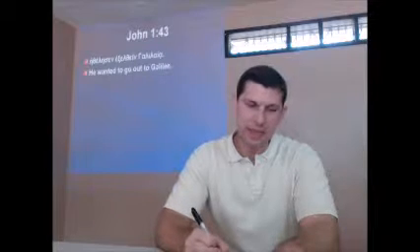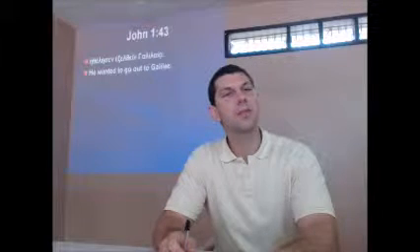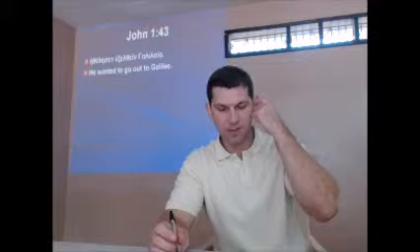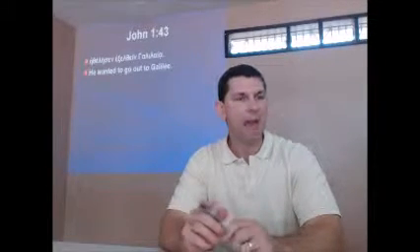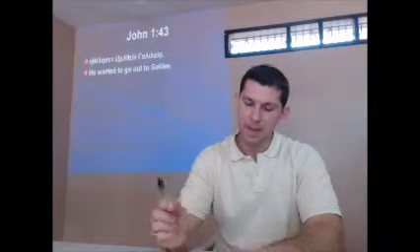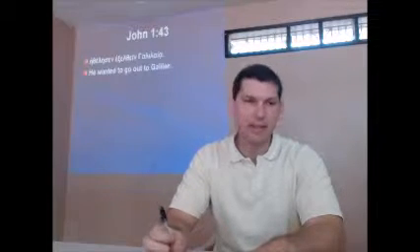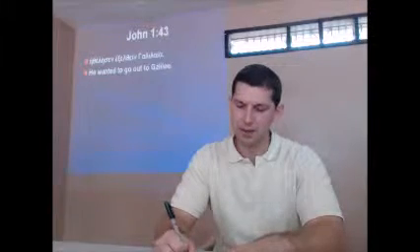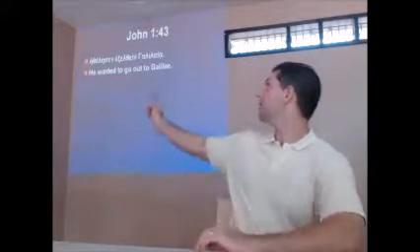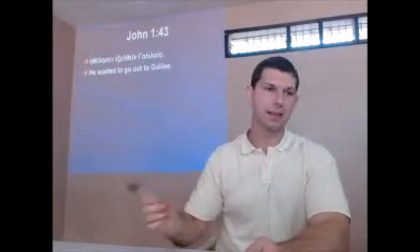The first word is he wanted. And do you know why it's he? The verb is what? Third person singular. So it's he, she, or it wanted. And then we have the verbal infinitive, to go out. Okay? And then we have Galilee. Now this is in the dative, so what do we need to supply in our translation? To. Very good. So let's look at how I translated it. He wanted to go out to Galilee.